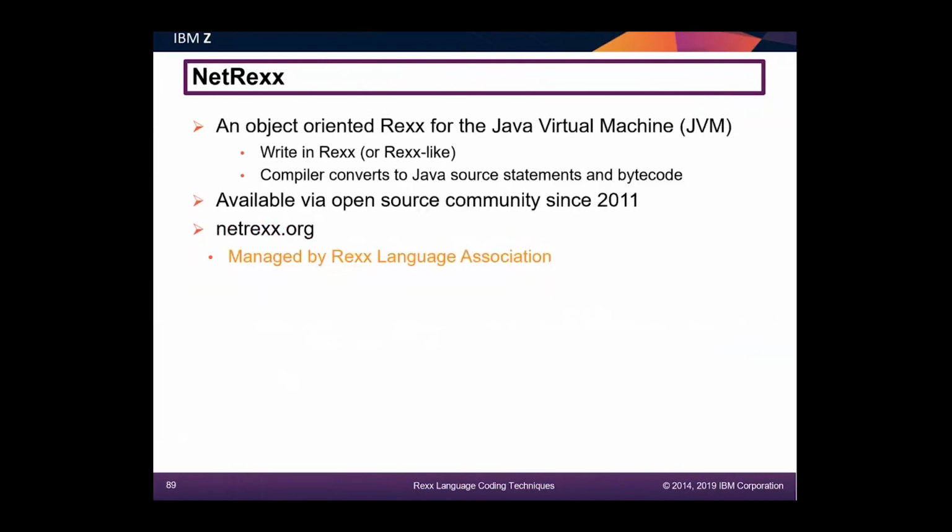And then we have NetRexx. So NetRexx is another language, again, open source, managed by the Rexx Language Association. What it does is take your object-oriented Rexx for Java. So you write your code in Rexx or Rexx-like, and then the compiler will convert it to Java source statements and bytecode. So if you don't want to write in Java, you want to write more in Rexx because you're just trying to do something simple, but it needs to run in Java, then you can write it in Rexx, but it will execute in a Java virtual machine.